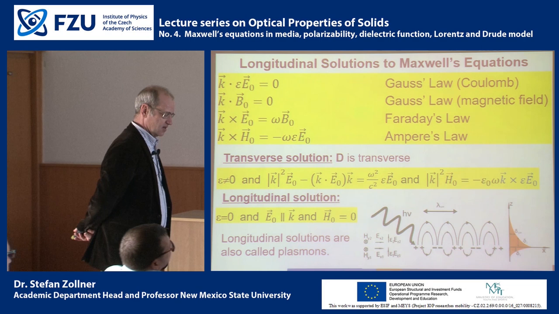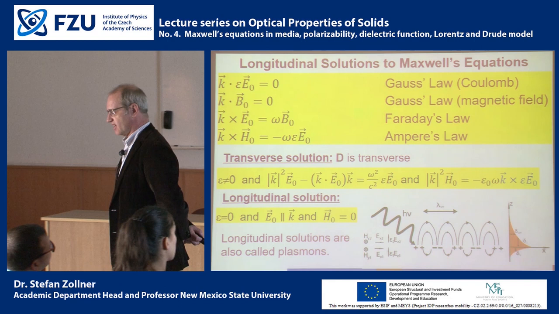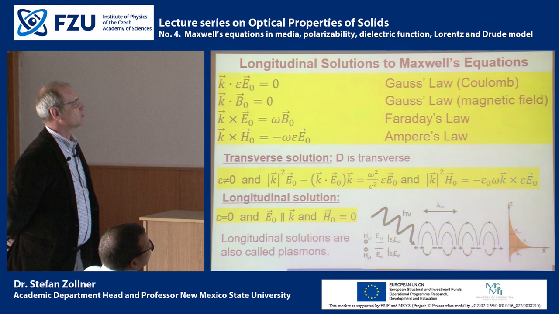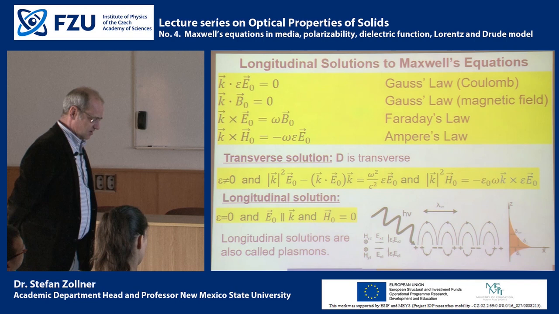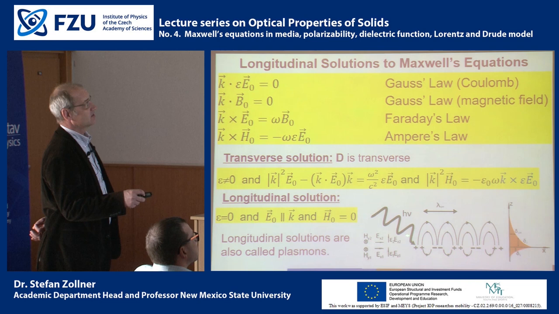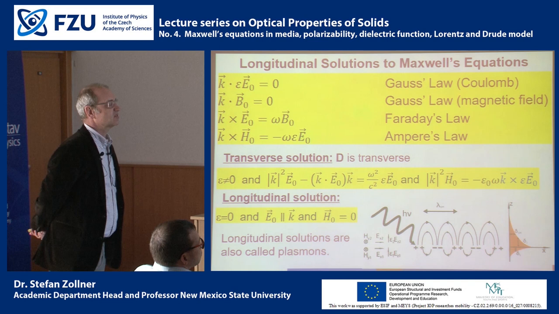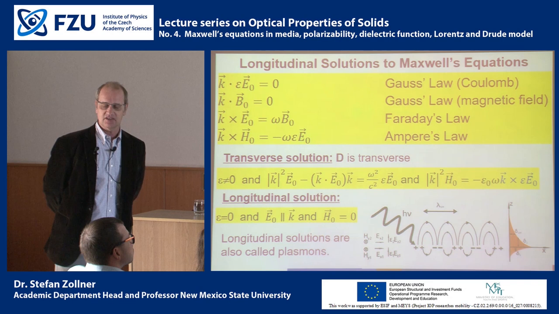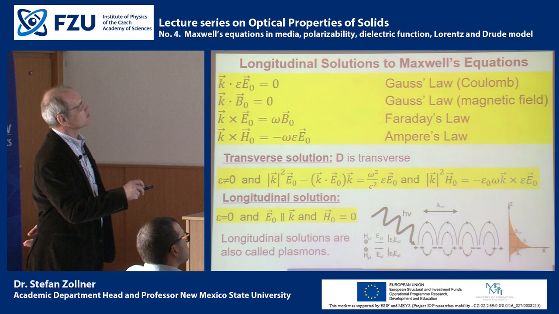With optical techniques, there is a controversy whether such longitudinal solutions can be probed with optical techniques. And the position that is represented by Josef Humlicek is that with optical techniques, we cannot excite such longitudinal solutions, and therefore you typically find such plasmons only if you have an electron beam. Only an electron beam is something longitudinal, and therefore it can excite these longitudinal solutions.